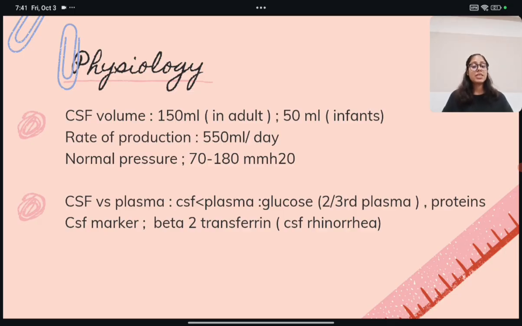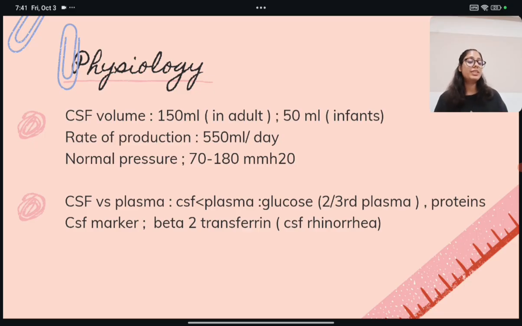We can also see that the glucose level of CSF is going to be two-thirds of that of plasma. This is going to give you more logic when we study meningitis, which is my next topic, and there we can use this point to differentiate between bacterial meningitis and viral meningitis. Now, what is a CSF marker? The CSF marker is beta-2 transferrin, which we use to differentiate between CSF rhinorrhea and sinusitis. Sinusitis will have mucus, right? But for CSF rhinorrhea, it will be CSF that is leaking out from the nose.